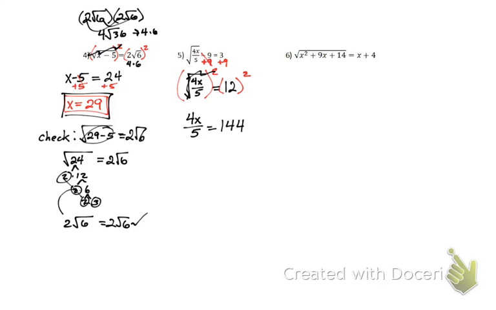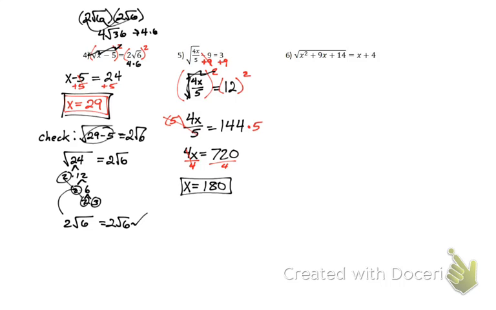And now we got to solve this problem. This is just, again, review of the first couple chapters of algebra where you're solving equations. I'm going to multiply both sides by 5. So that's going to give me 4x equals 144 times 5, which is 720. And then last step is to divide by 4. And we get x equals 180. So 180 is what I got.